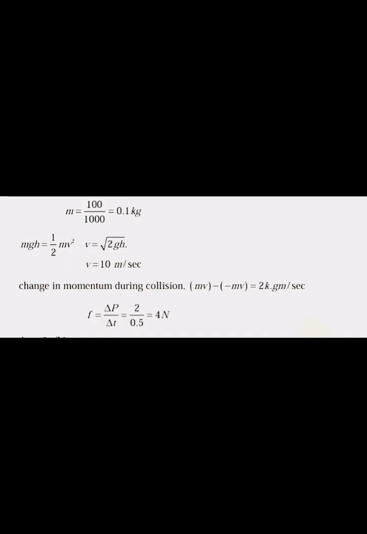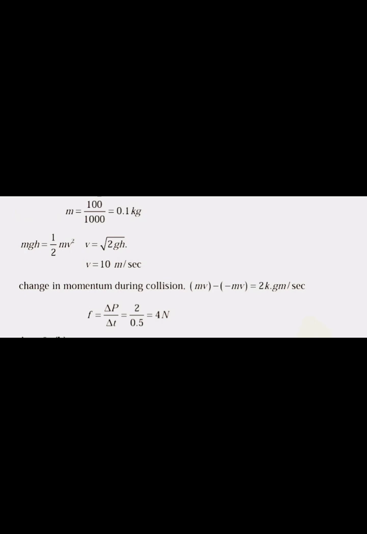By the conservation of energy, we can write mgh is equal to half mv square, that is v is equal to square root over 2gh. Here the value of g is taken as 10 and h is taken as 5. That is v is equal to square root over 2 into 10 into 5. That is v is equal to 10 meter per second. So we get the velocity value as 10 meter per second.